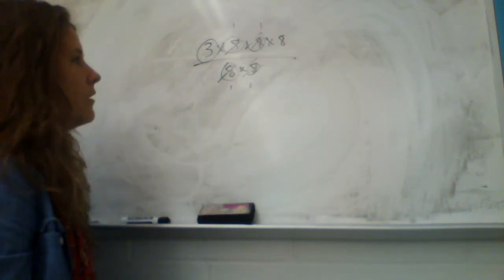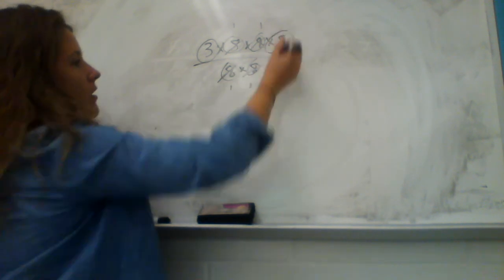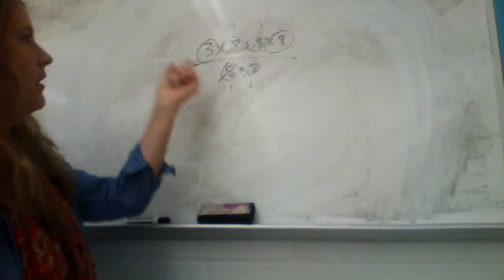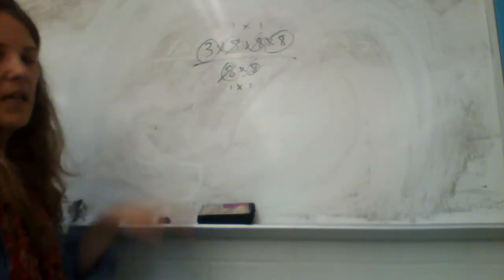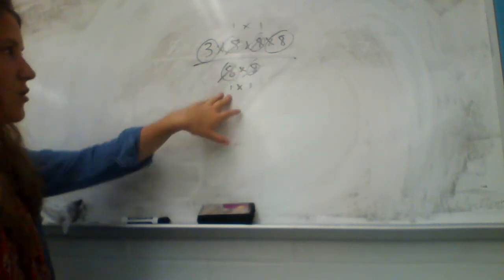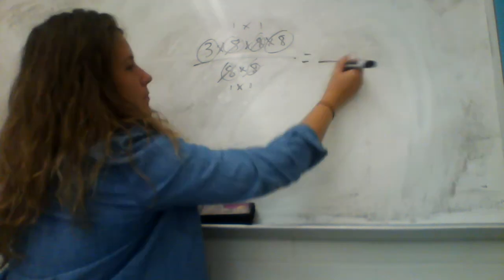Gives me 1. I'm left with an 8 up here. Nothing left on the bottom. I have an 8, I have a 3, and then I have these 1s that canceled out. Now these, anytime it cancels out, doesn't change your answer at all. 1 times 1, 1.